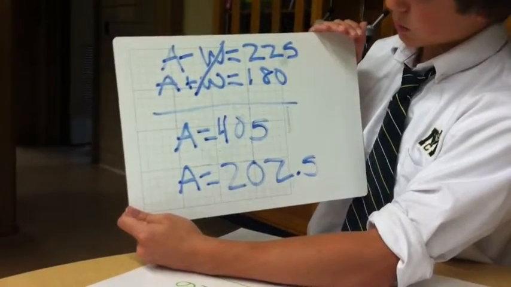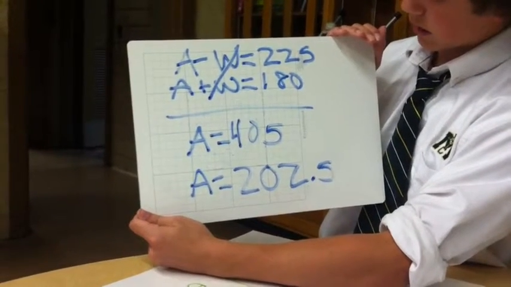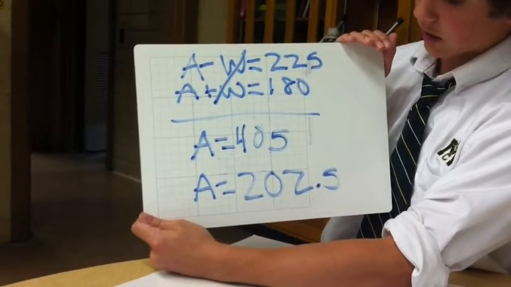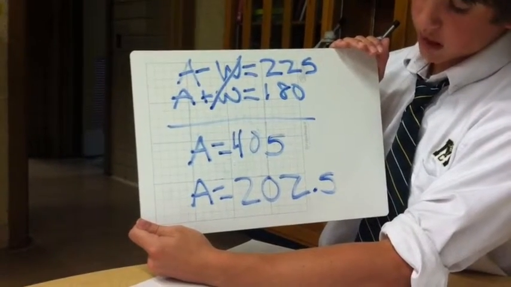So the W's cancel out, and you bring down the A, and you add 225 and 180, so it'll be 2A equals 405. Then you divide it, and then it'll be A equals 202.5, and that's the average time.